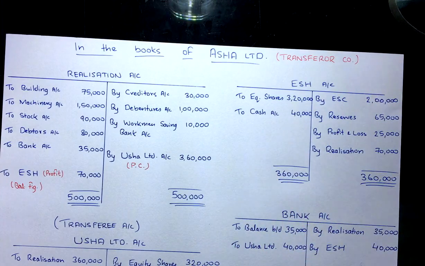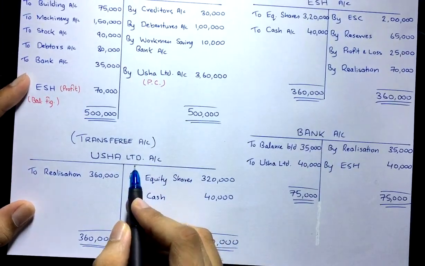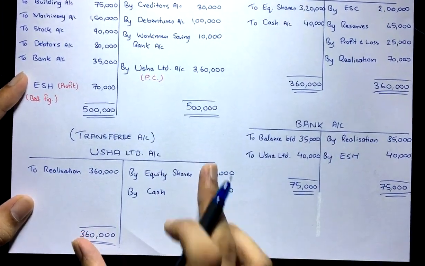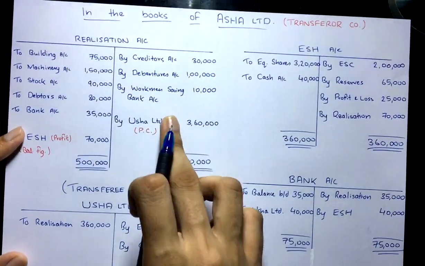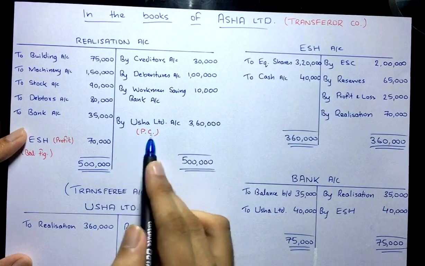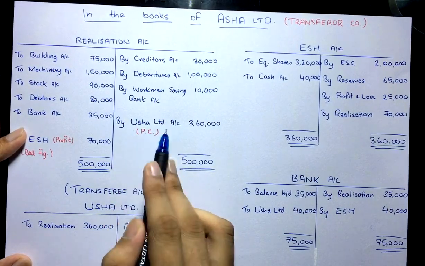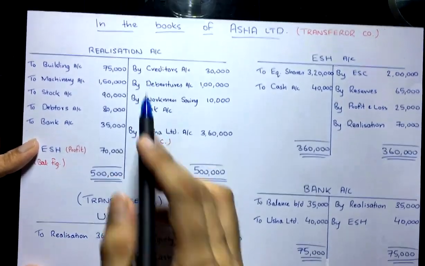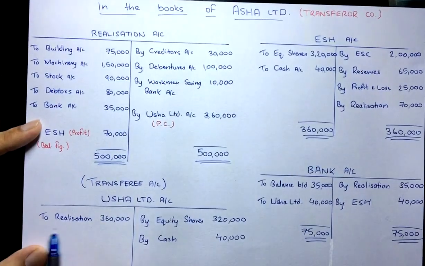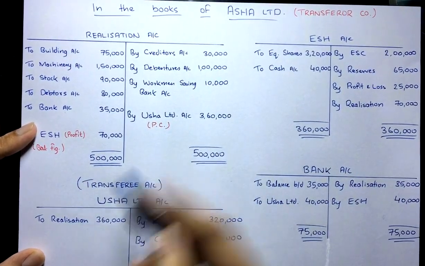Now you have to open the transferee account. See here, transferee account, Usha Limited account. Yes, this account is very simple. To prepare this account, all you have to look for is the cross posting from the realization account. See here, the Usha Limited name is coming, by Usha Limited account. Yes, we have made a posting over here already. So we have to make a cross posting on the opposite side. It is in the realization account, so it will come to realization. It's the same amount, 3,60,000. You know that, cross posting, simple.